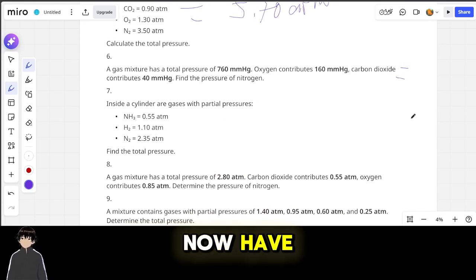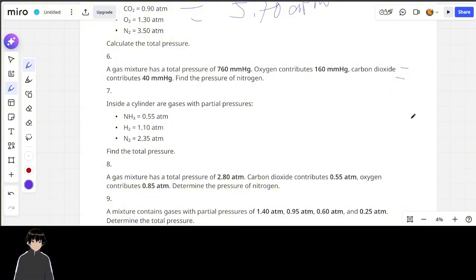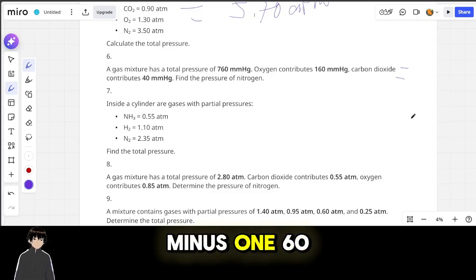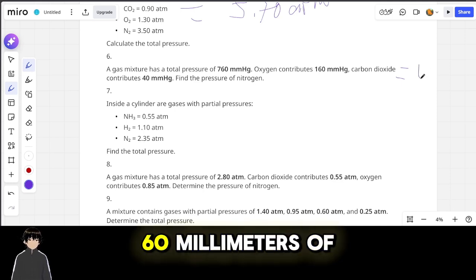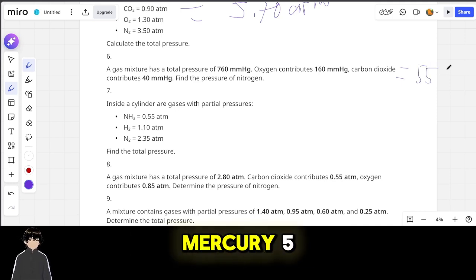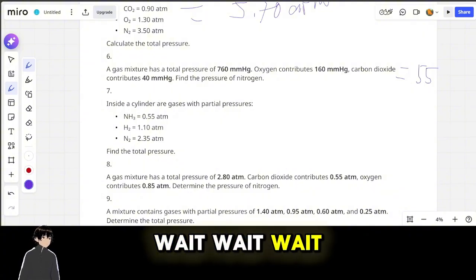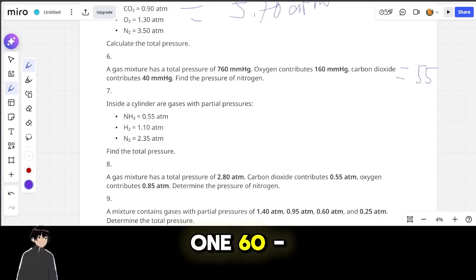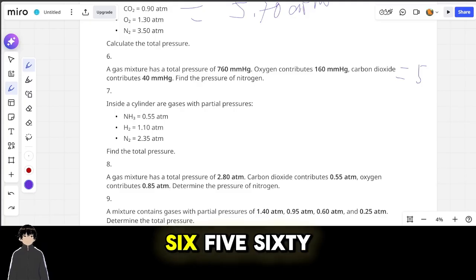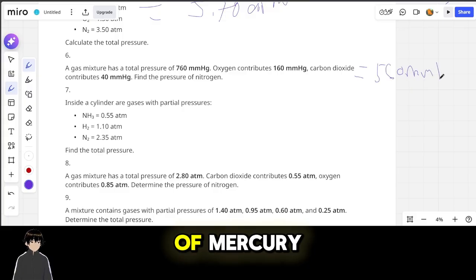Calculate the total. So we have a gas mixture with a total pressure of 760. So 760 minus 160 minus 40 is going to equal 560 millimeters of mercury. 560? No, wait. 760 minus 160 minus 40. Yeah, 560 millimeters of mercury.